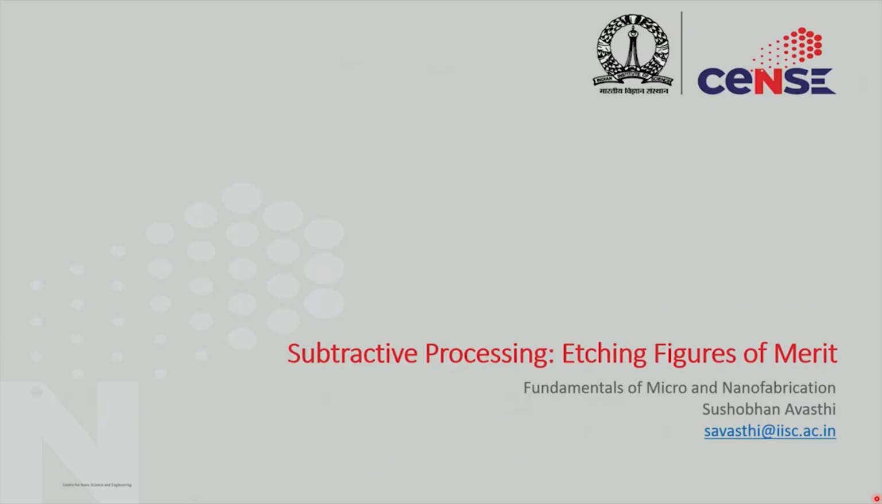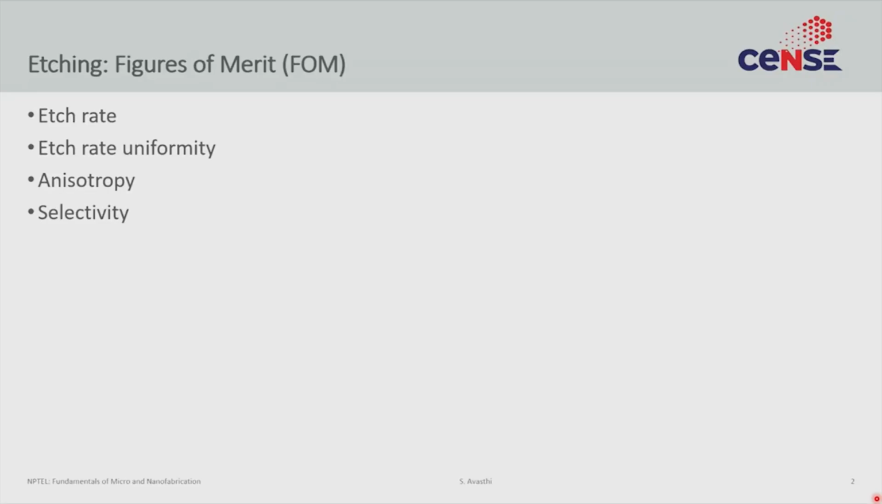Just like when we did deposition, we took 15 minutes to understand the various jargon and definitions that are used to define etching, or deposition in that case. Similarly, we will take some time to understand the figures of merit of etching. The four figures of merit that we shall discuss in this lecture are etching rate, uniformity, anisotropy, and selectivity, and take a little bit of time to understand what each of these terms mean.